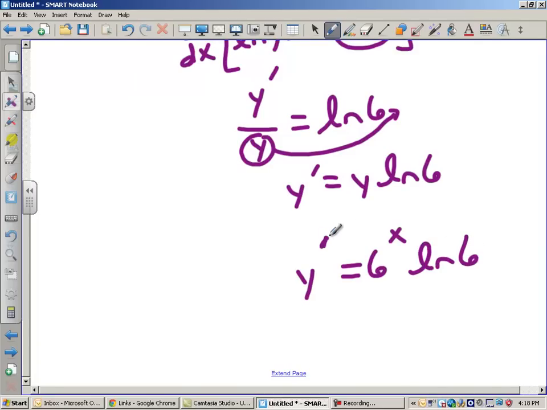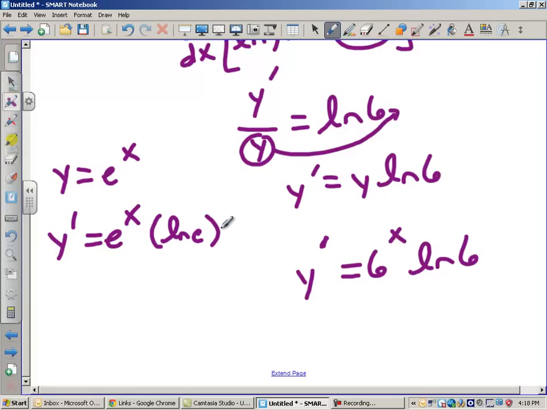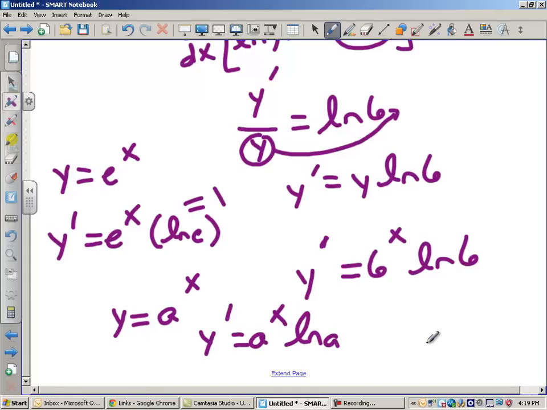Now let's see if we can make some connections to what we know before. When y was e to the x, y prime worked out to be e to the x. But there was also this hidden times the natural log of e. Why was this hidden? Because this equals 1, so we didn't even write it. So in other words, if your equation is y equals a to the x, where a is not e, then your derivative is going to be a to the x times the natural log of a. That's why we got this here.